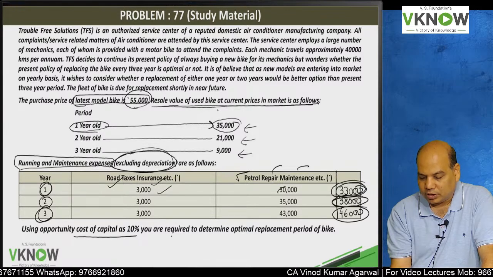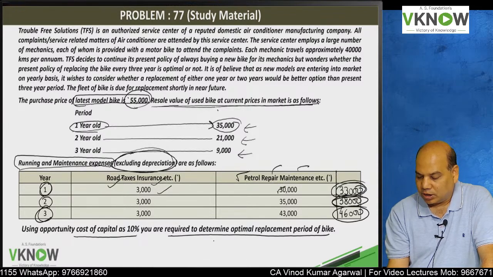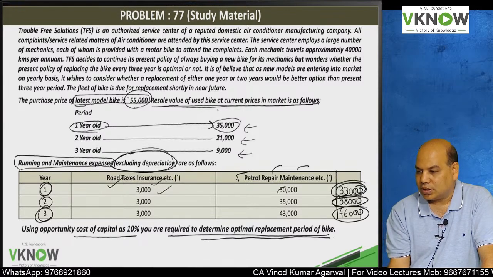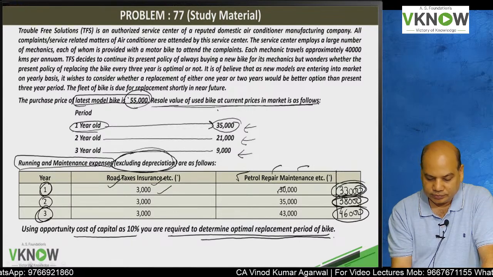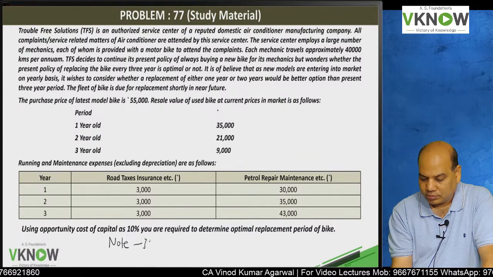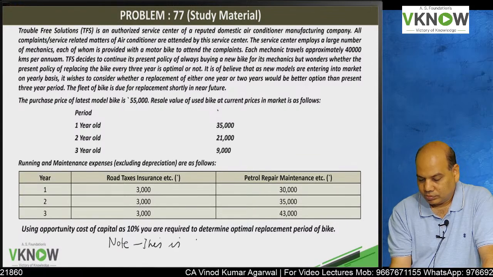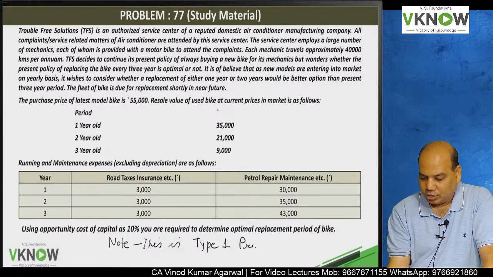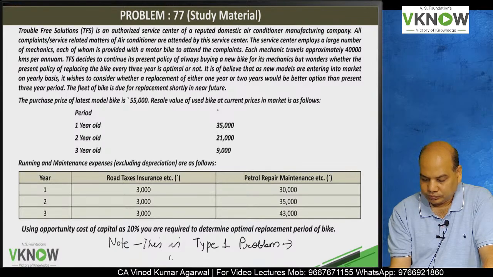Opportunity cost of capital 10%. Determine the optimum replacement cycle of the bike. This is a type 1 problem. Type 1 problem means finding the optimum replacement cycle.